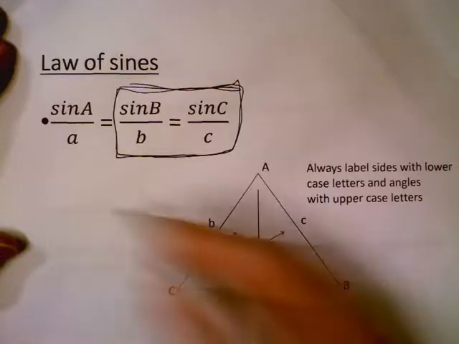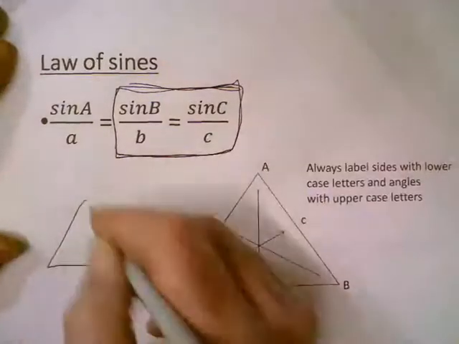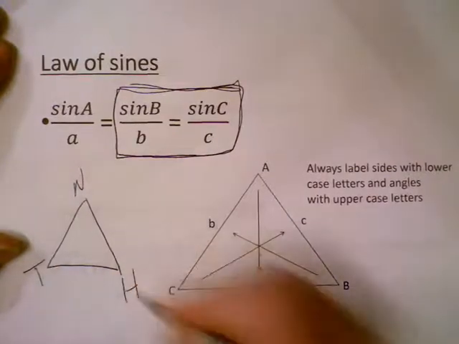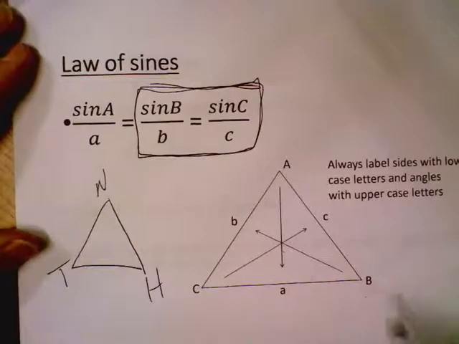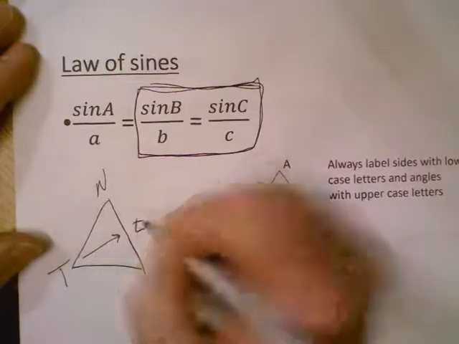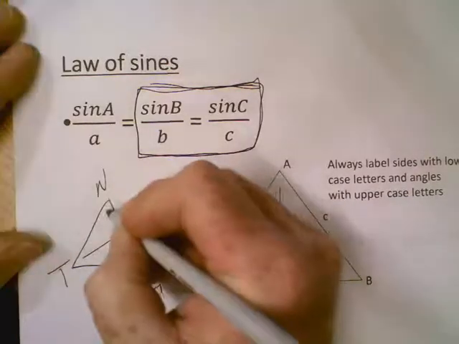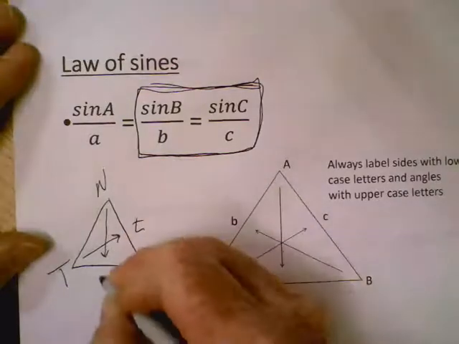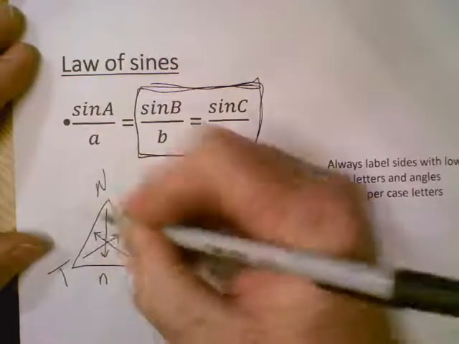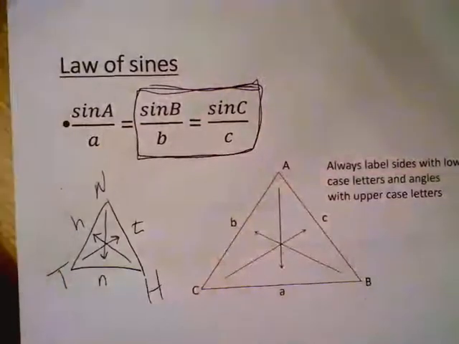Remember, when you're labeling a triangle, if I give you a triangle, and let's say it's triangle NTH. So if we're using that triangle, the side across from big T is always going to get labeled little t. The side across from big N is going to get labeled little n. The side across from big H is going to get labeled little h. So the little letters are the sides, the big letters are the angles.